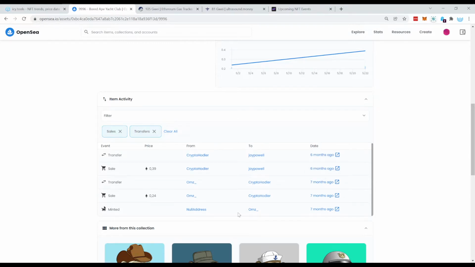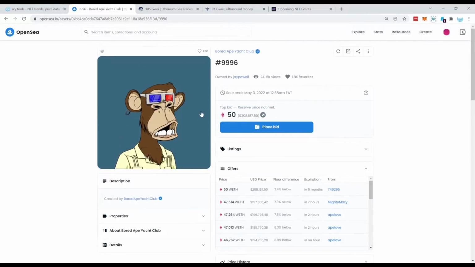So the minting price, like right after the mint, somebody paid 0.24 ETH for this card. And now it goes for 50 ETH, right? So the game, as always: identify the good coins or the good NFTs and be early. That's the entire name of the game.